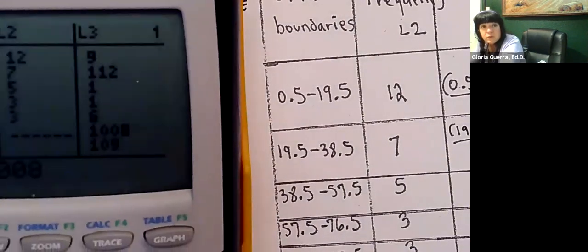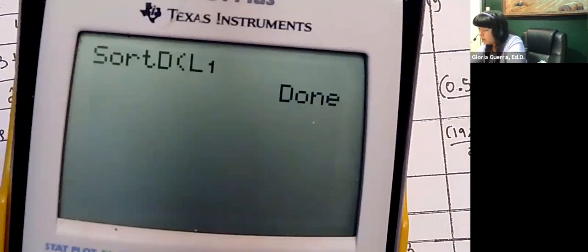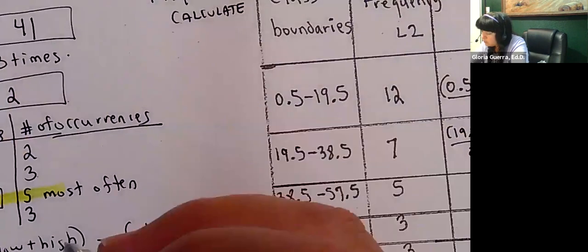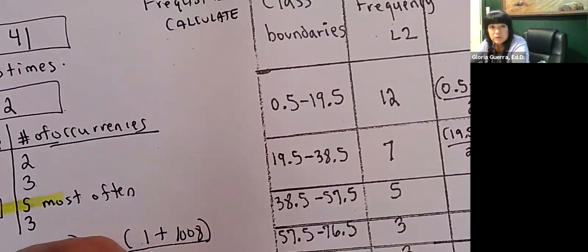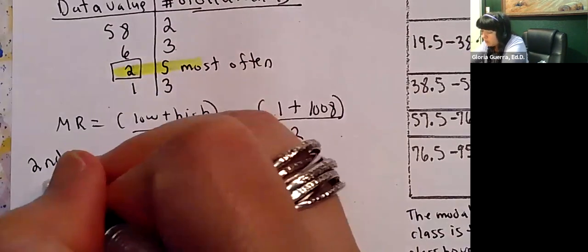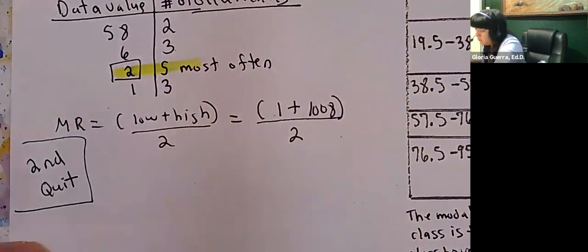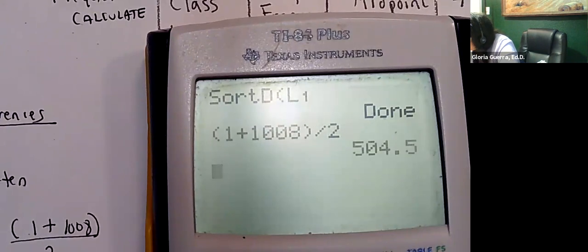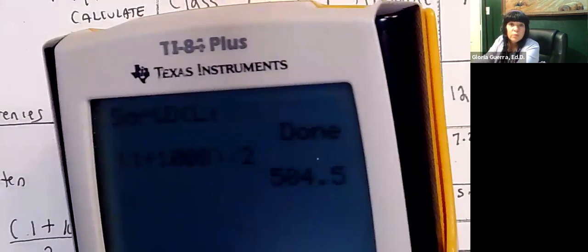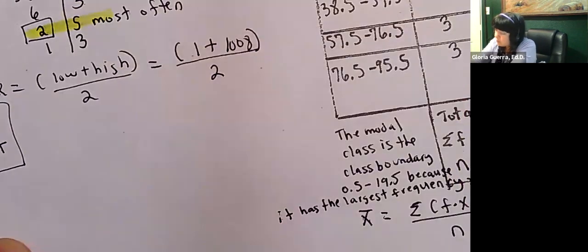So I'm just going to go to second quit. See, I have all this here. Okay, so I'm going to make a note of that. Second quit, and it took me to this screen here. So I do open parenthesis 1 plus 1,008 close parenthesis divided by 2. Looks like I get 504.5. 504.5 for the MR.